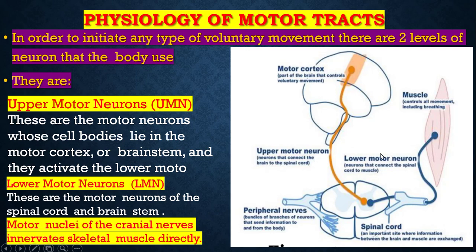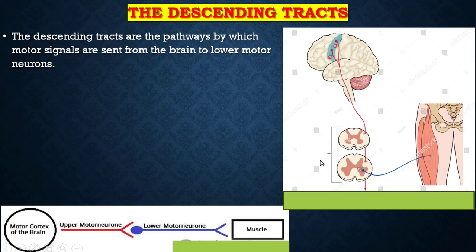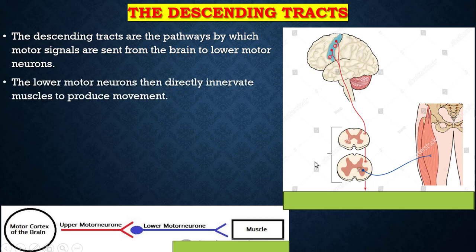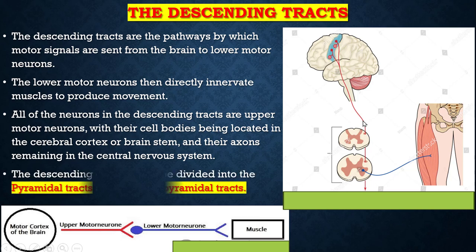The descending tracts. The descending tracts are pathways by which motor signals are sent from the brain to the lower motor neuron. The lower motor neuron then directly innervates muscle to produce movements. All of the neurons in the descending tracts are upper motor neurons, with their cell body located in the cerebral cortex or brainstem and their axons remaining in the central nervous system. Descending tracts can be divided into pyramidal tract and the extrapyramidal tract.